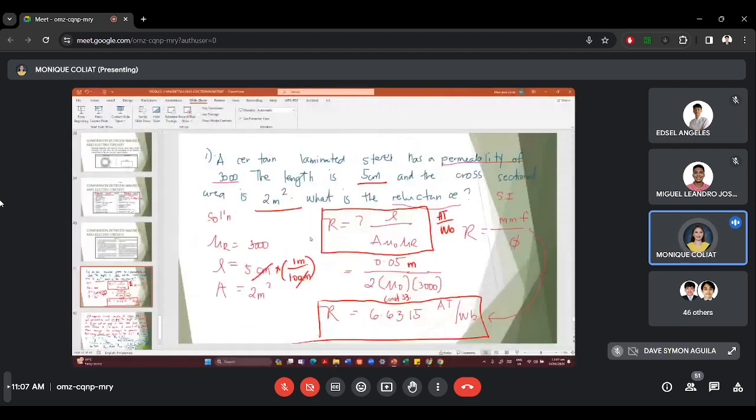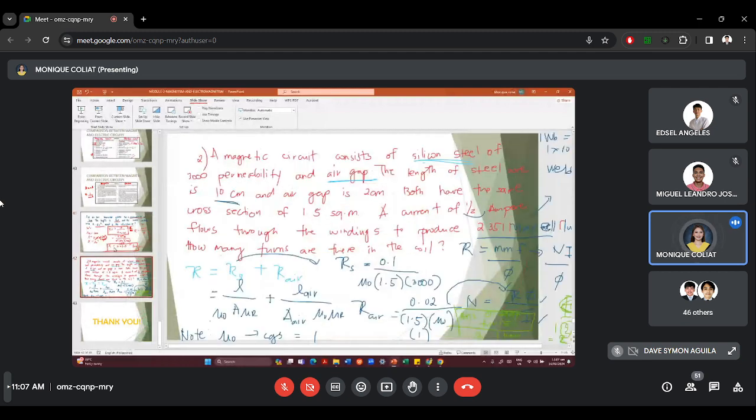Last two examples. This example, I will discuss later after the other formulas, which are in chapter 1, module 3.